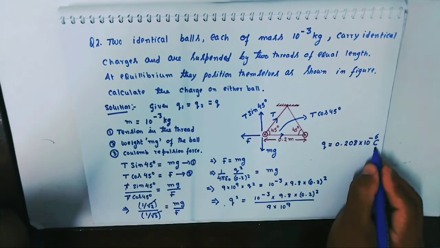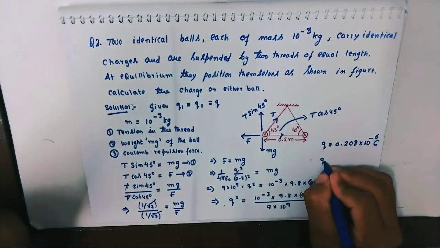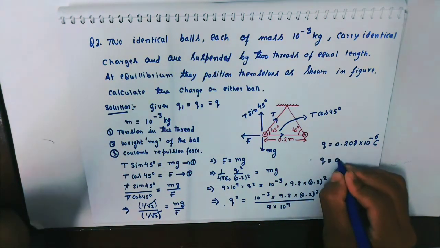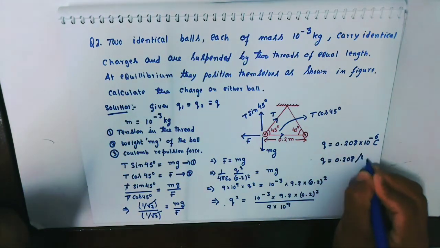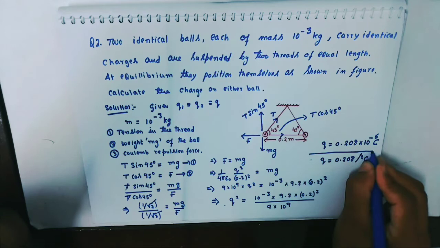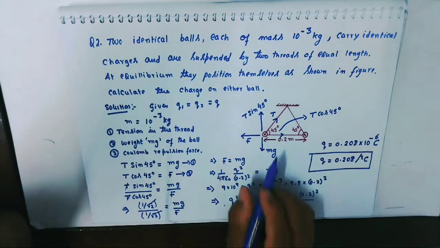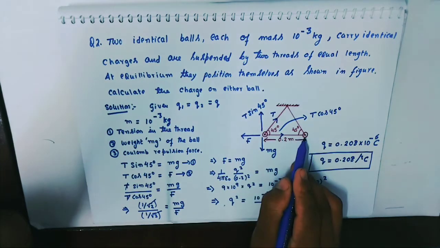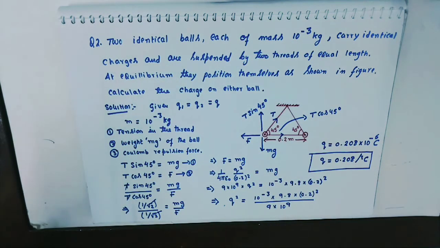But 10 to the power minus 6 coulomb is equal to 1 microcoulomb. So this q is equal to 0.208 microcoulomb. So the charge on any one of these two balls is 0.208 microcoulomb.